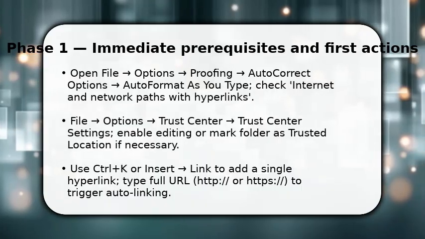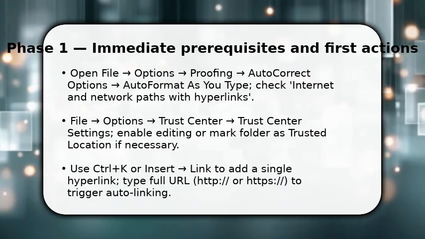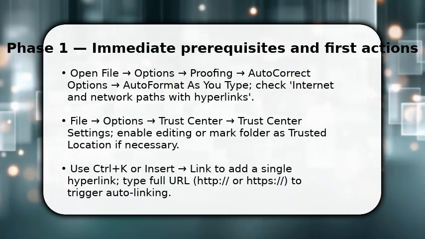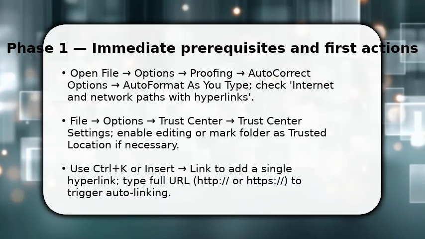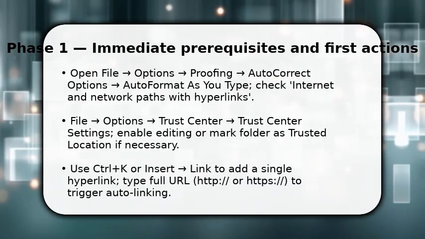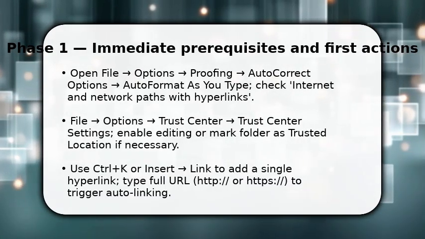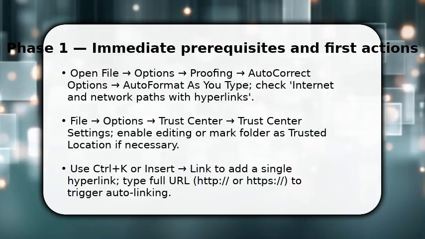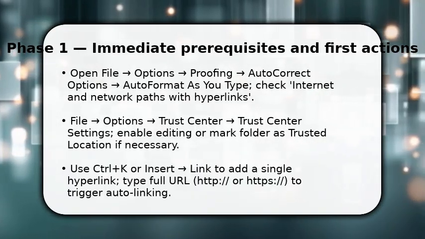You start by letting Excel turn text into links automatically. Open File, right arrow Options, and go to Proofing. Once there, click AutoCorrect Options, then AutoFormat As You Type, and enable Internet and network paths with hyperlinks. This makes typing URLs live links.